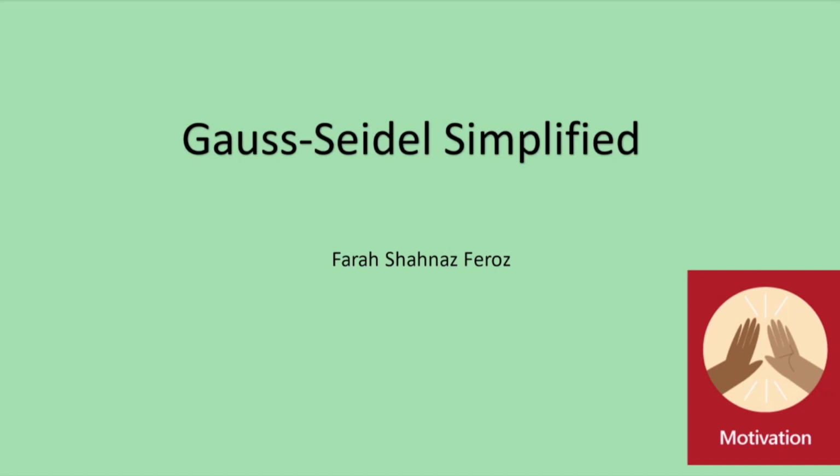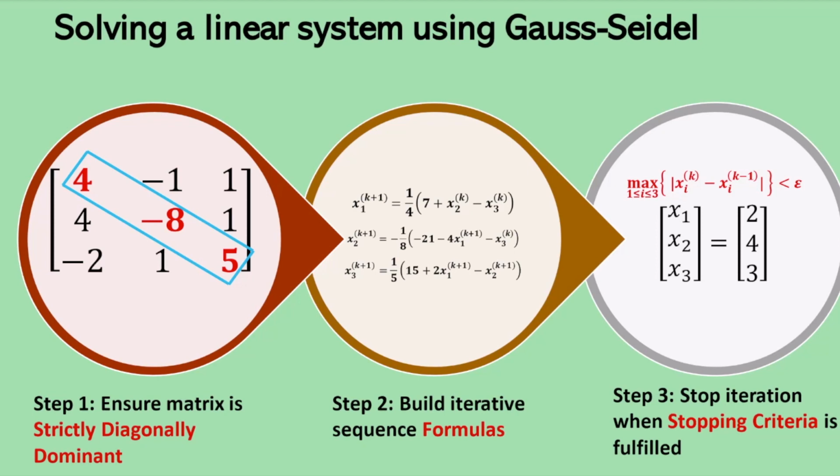Hi everyone! In this video, we'll be solving a set of linear equations using the GAUSS-SEIDEL method. The GAUSS-SEIDEL method is an iterative method that uses previous results to calculate the current value. There are only three main steps that we need to consider when using the GAUSS-SEIDEL method.